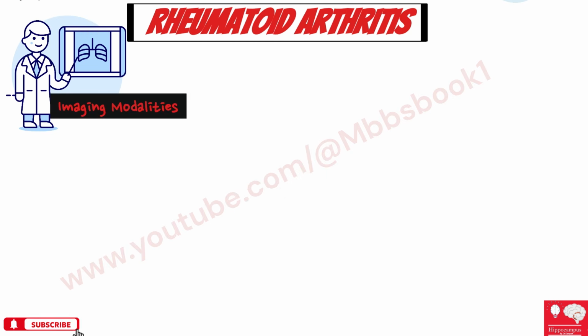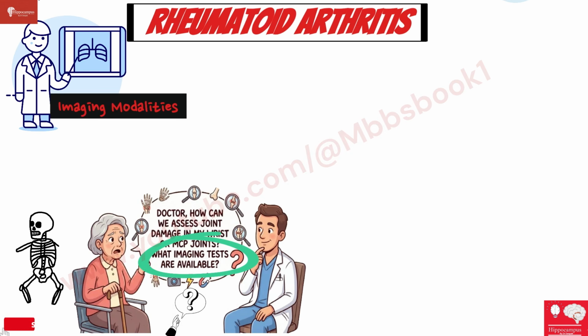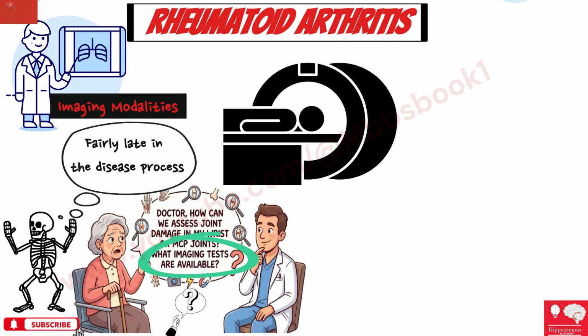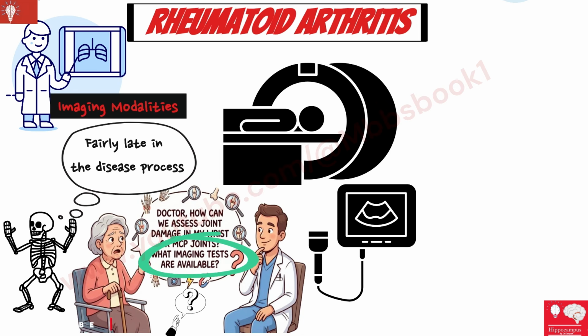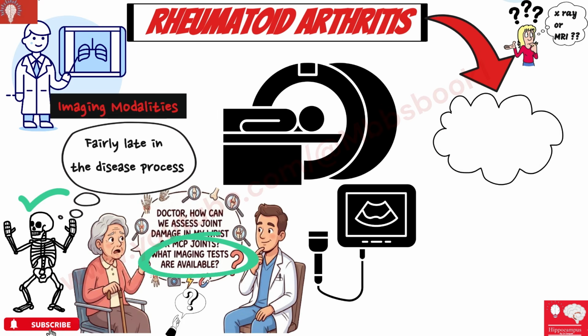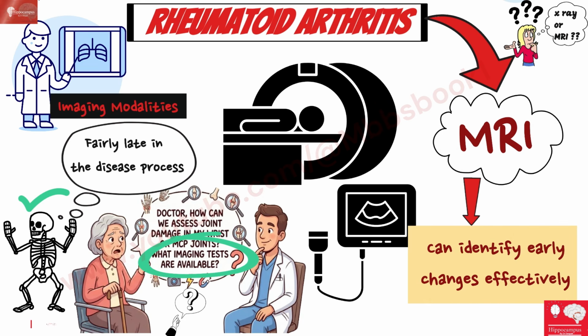Imaging modalities. To assess joint damage, for example, if a patient complains of pain or damage in the wrist or MCP joints, what imaging tests can we order? In the past, we primarily used X-rays, but X-rays often detect changes fairly late in the disease process. For early identification of joint involvement, we can utilize MRI or ultrasound, in addition to a standard X-ray. However, if asked which imaging modality is preferred for rheumatoid arthritis today, especially from an orthopedic perspective, MRI is the recommended choice because it can identify early changes effectively.